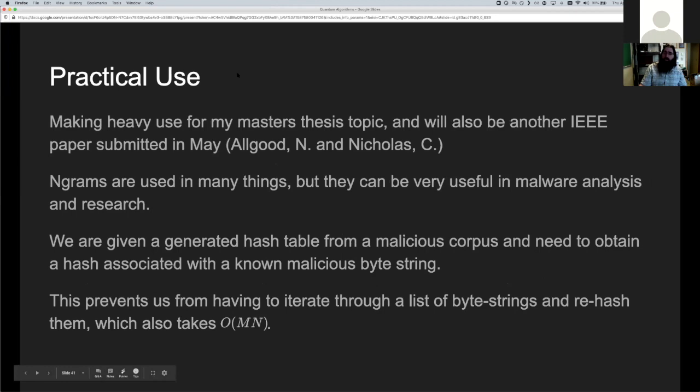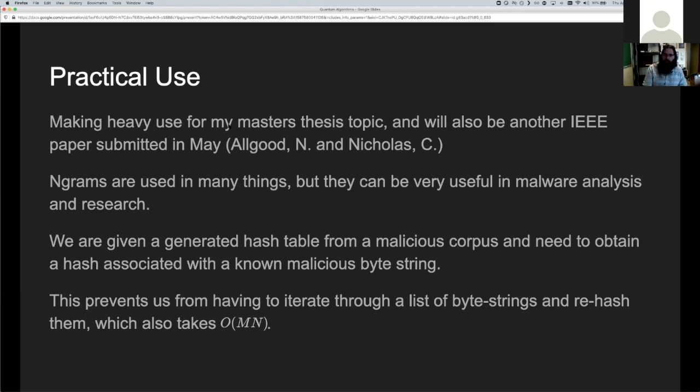And so getting to some of the practical uses of this: for my master's thesis, and hopefully another paper submitted to the same IEEE conference, but we'll see how it goes, I'm using this concept called n-grams, which are very useful in malware analysis and a lot of other fields. N-grams make heavy use in NLP, natural language processing, excuse me, that's something else. Machine learning and so forth, and also DNA sequencing, human genome sequencing, and so forth. So they're essentially just a string of characters that represent something to build features out of.